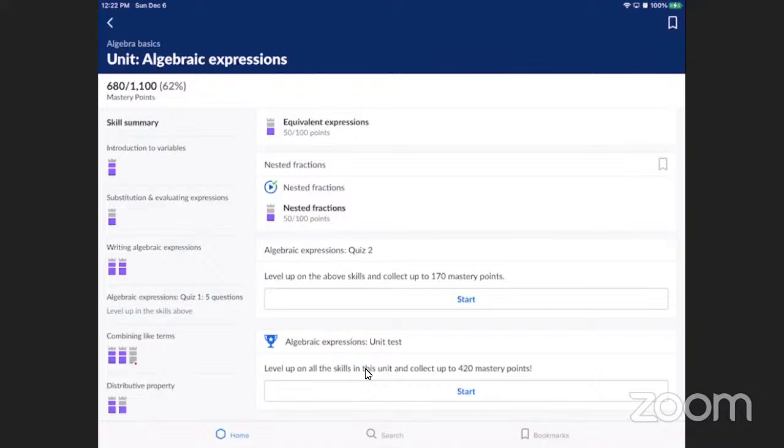Hey, what's going on? This is going to be a review of nested fractions and algebraic expressions.